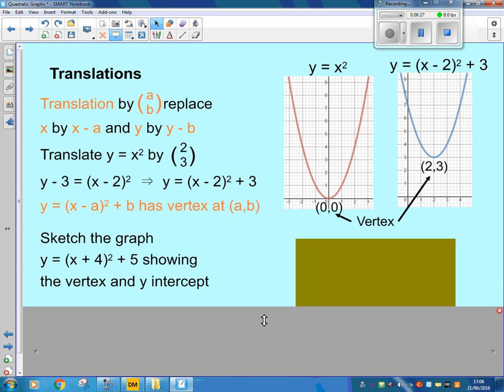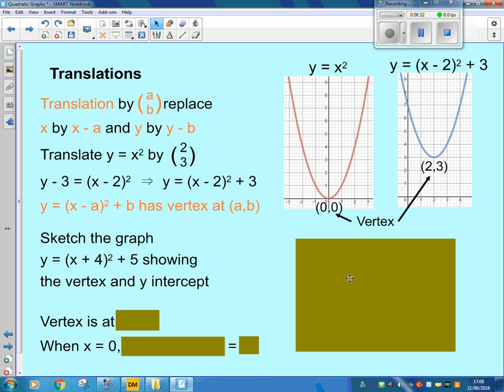So what if I want to sketch a graph showing the vertex and the y-intercept? Well, firstly, let's look at the vertex. The vertex of x minus a all squared plus b is at a, b. So for x plus 4 all squared plus 5, a will equal minus 4, because if I do x minus minus 4, that comes to the same as plus 4. So we change signs from plus 4 to minus 4, and the b is going to be 5. So my vertex will be at minus 4, 5.